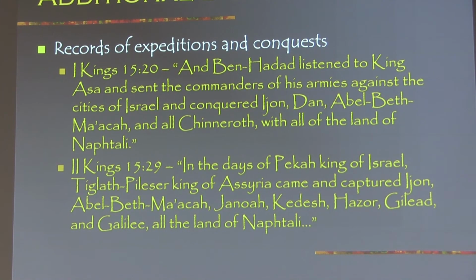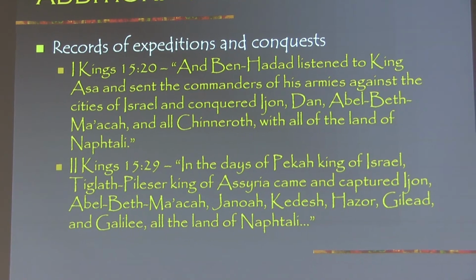The land of Naphtali was the tribal inheritance, which is just to the north and the west of the Sea of Galilee. So this guy named Tiglath-Pileser, who's king of Assyria and Mesopotamia, is really pretty much subjecting that whole region to his rule and dominion.